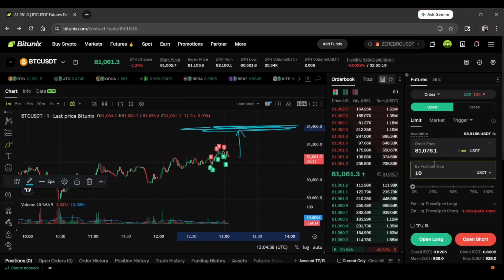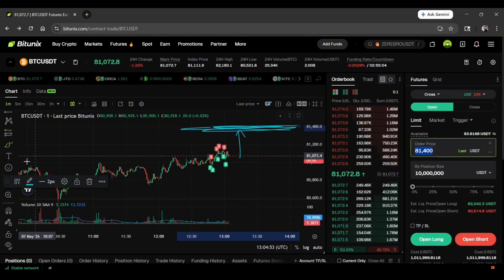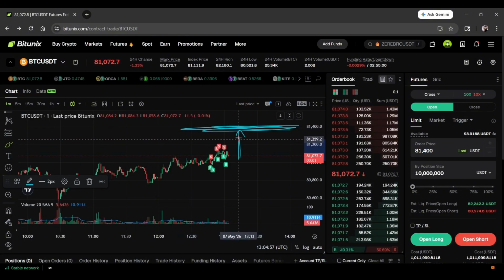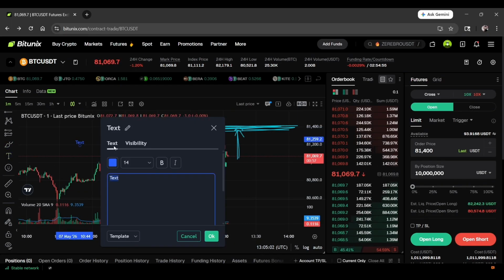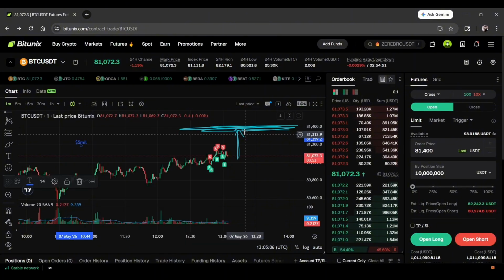So for example, right, hypothetical example, if I was to say I want to buy $10 million worth of Bitcoin and no higher than 81,400, and I click open long, what's going to happen is I'm going to eat through all of the limit sells up until 81,400. And let's pretend that there was, let's say 5 million in limit sells up until this point. So I eat through all of that.